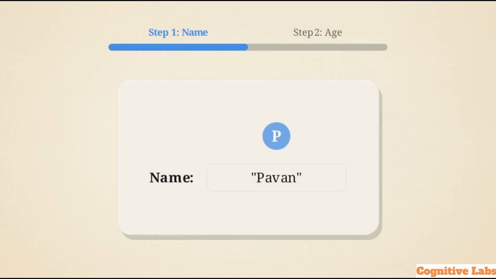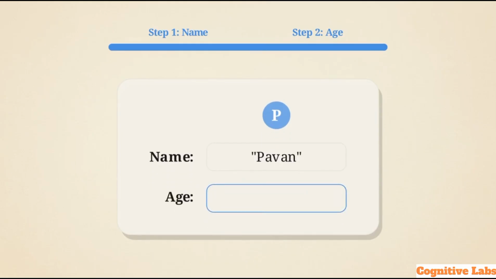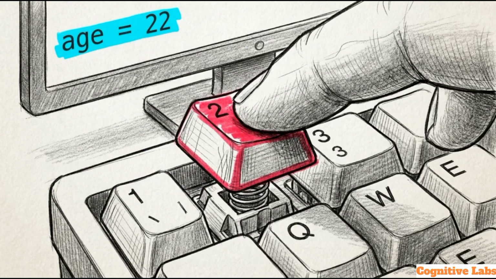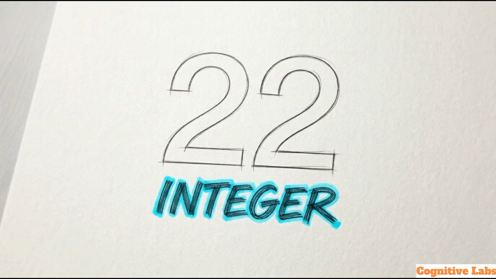Let's move to step 2 of your profile, storing numerical data, starting with your age. Drop down to a new line and type age equals 22. Looking at this comparison, you'll notice a critical difference. If you want to use numbers mathematically later on, you must never wrap them in quotation marks. A whole number stored without decimals like this is called an integer.